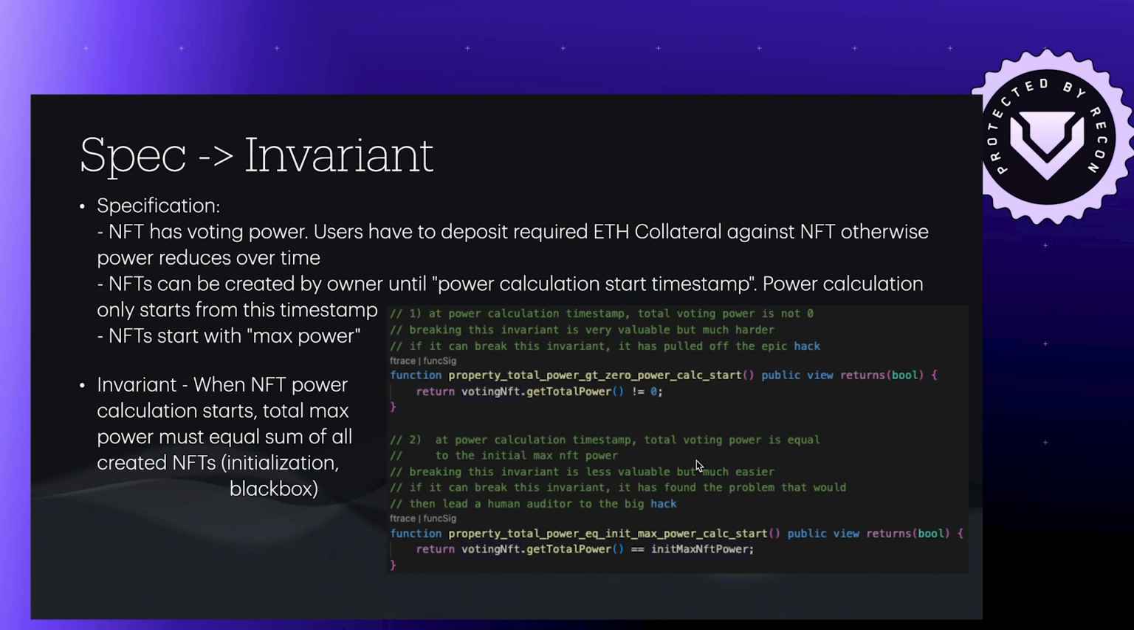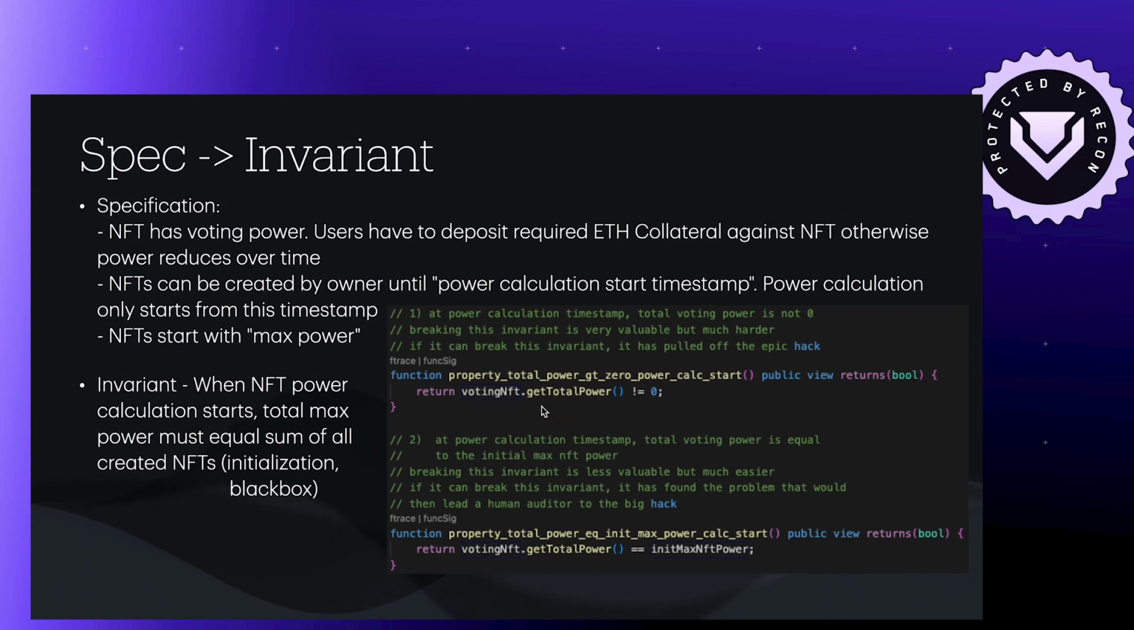So let's think about the initialization phase of the life cycle, right? When the block timestamp reaches the power calculation start timestamp, at that specific block, all NFTs start with max power, regardless of whether they have ETH backing or not. So what does that mean? It means that at that block, when the power calculation starts, the total max power in the system must equal the sum of all the created NFTs' individual power, right? So we can make very simple invariants here, right?